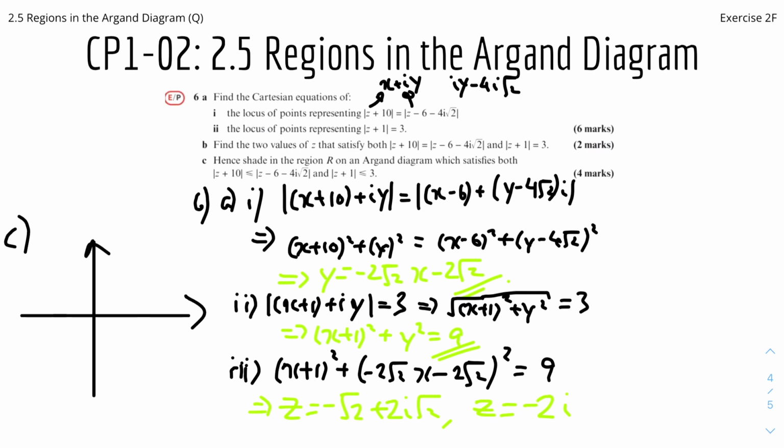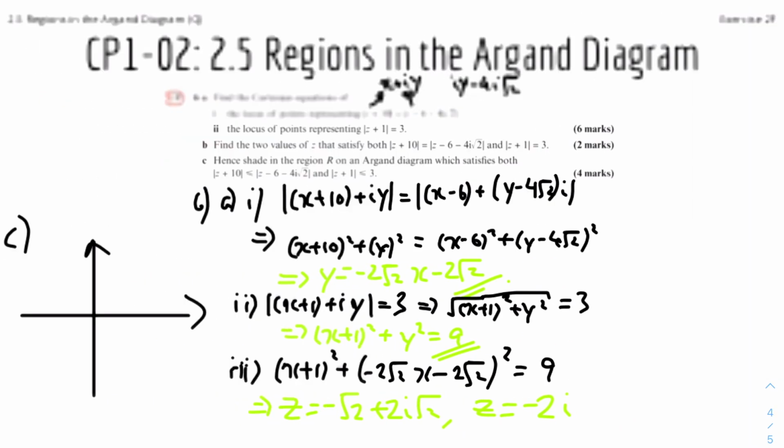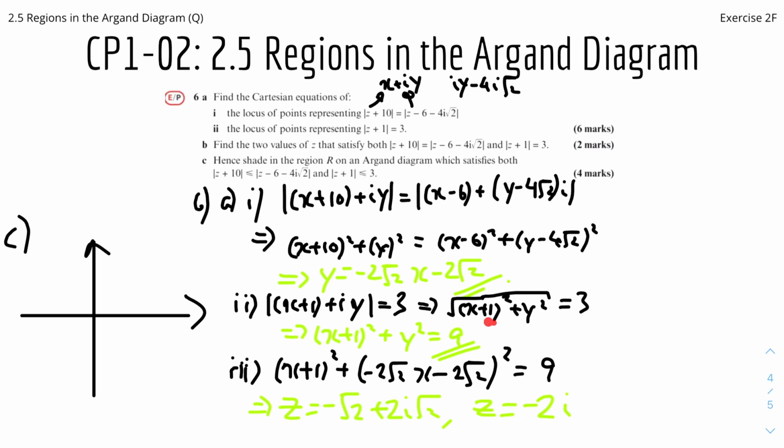So the first one will be a circle, because you can see that this is a circle. It will be at center (−1, 0). So let me just simply draw it like this. So (−1, 0) will be roughly like this, so we don't have to be too exact. It'll be something like this with a radius of 3, right?